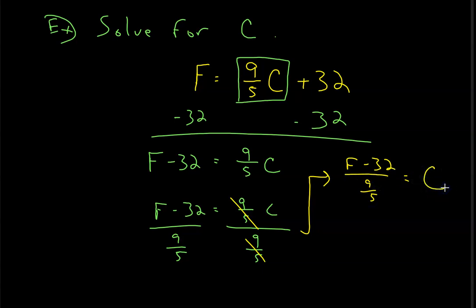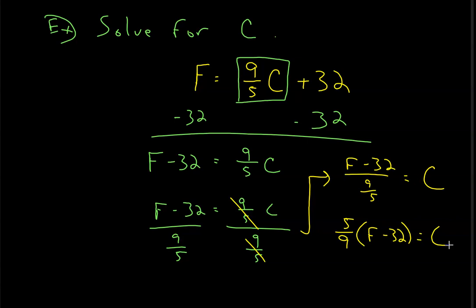Now we can't leave it like that because you have a fraction in the denominator. So 5/9 is the reciprocal, and I will multiply by F subtract 32. If you're dividing by a fraction, it means to multiply the numerator by the reciprocal of that fraction. So the fraction was 9/5, so multiply the numerator, F subtract 32, by that reciprocal. All right, so those are all the ones I have to give you.